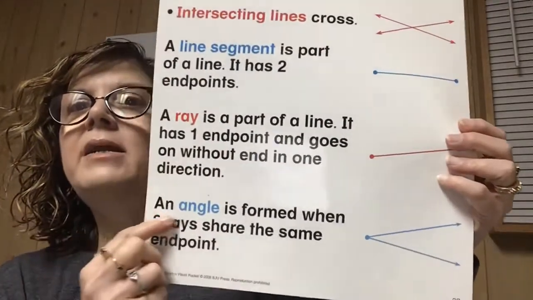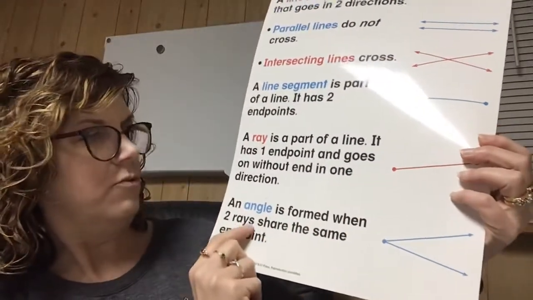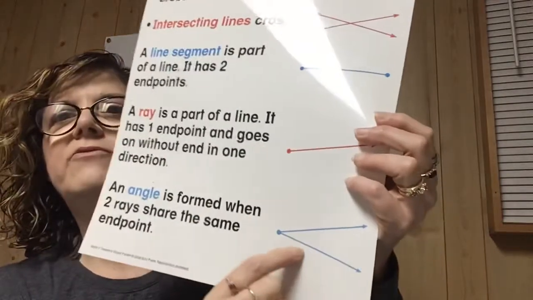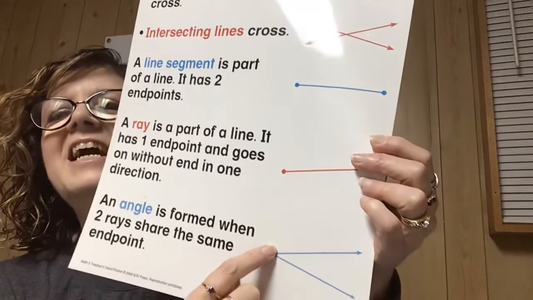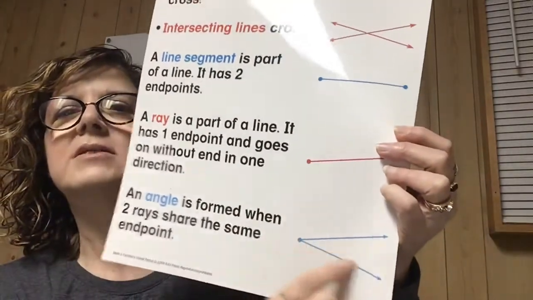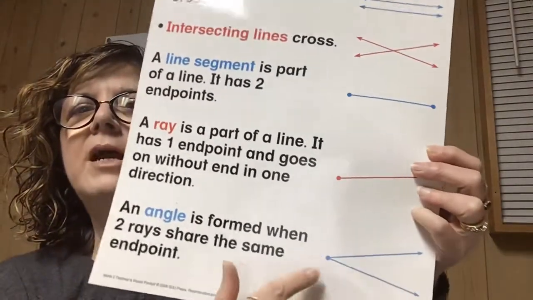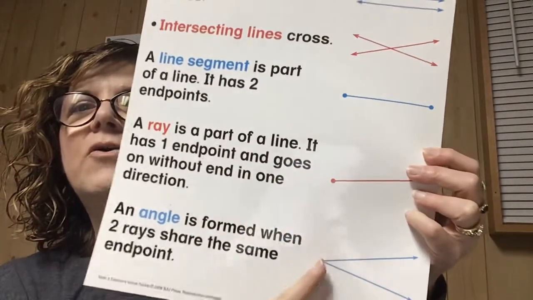All right, and then an angle is formed when two rays share the same endpoint. So here's the endpoint for this ray, and here's the endpoint for this ray. They have a common endpoint, all right, and it forms an angle. Okay, that is when you're forming an angle. And angles can be very large or very small, or they can even be right angles like we learned, and now we'll look at that on the next chart.